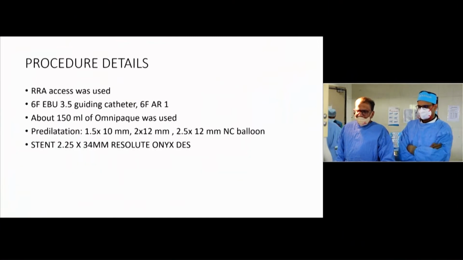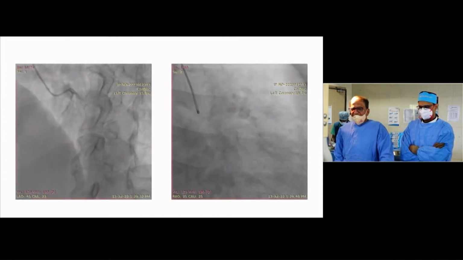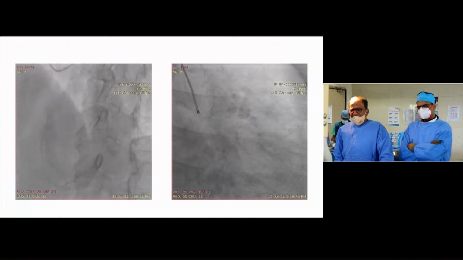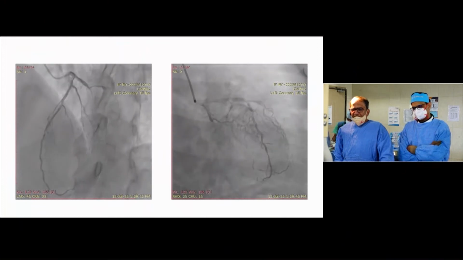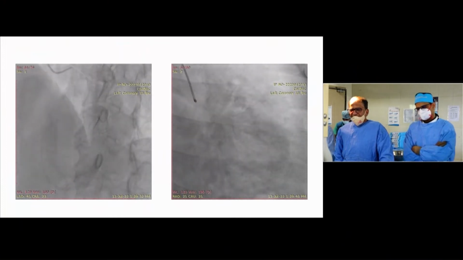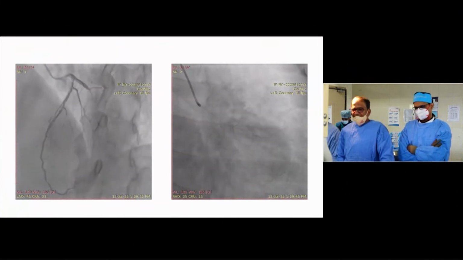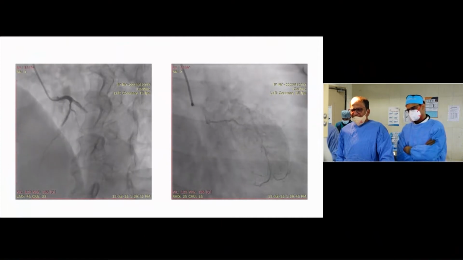Next. We did a primary PCI with right radial access and a 6 French extra backup guiding catheter was used at the time. And next slide. Can you show that? Now, this is the angio at the time. This is the right radial approach. And to our surprise, it was a severe triple vessel disease. This is a cranial injection where you can see multiple lesions in the LAD. And this is a caudal injection. You can see proximal LAD and mid LAD. And there's a total occlusion of the proximal circumflex. And that is the culprit lesion.